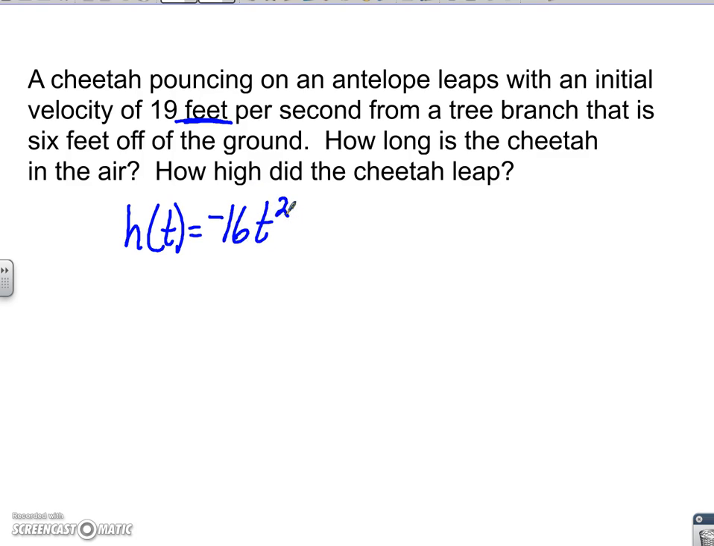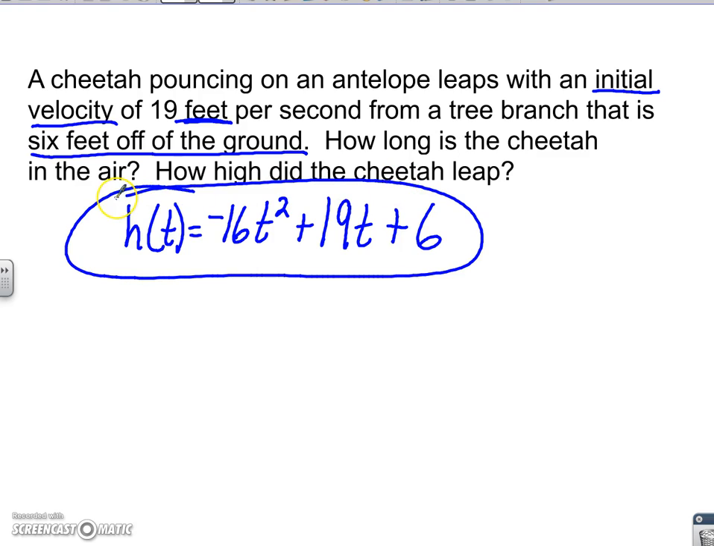Now, we know that our B term, the term here in the middle, should be our initial velocity. So let's look at it. The initial velocity of 19 feet per second. So that's 19 times t. All right. Now, the last thing, the thing at the end, is our initial height. That's our starting height. So we look at it. Where did he jump? He started from a tree branch 6 feet off the ground. So that means plus 6. So there is our function that models this situation right there.